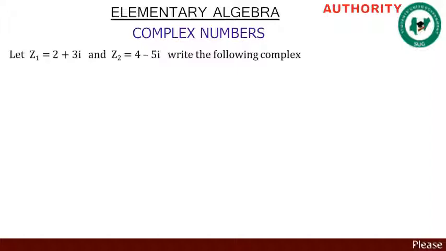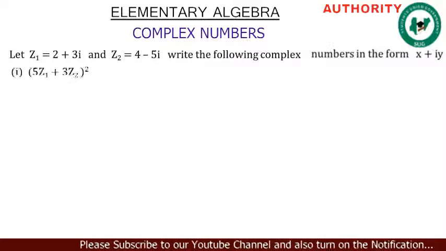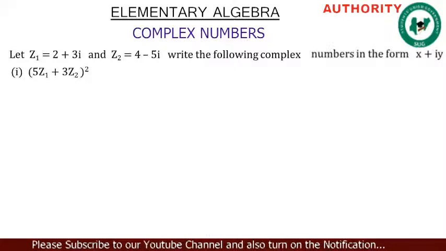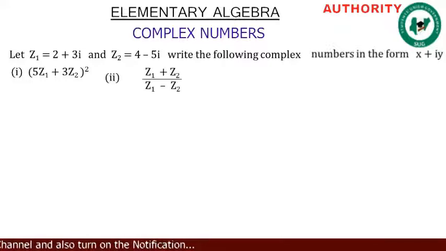Now let's take this question. Let z1 equal to 2 plus 3i and z2 equal to 4 minus 5i. Write the following complex numbers in the form x plus iy. Now we have number 1, (5z1 plus 3z2) all in bracket, raised to power 2. Number 2, (z1 plus z2) all over (z1 minus z2).